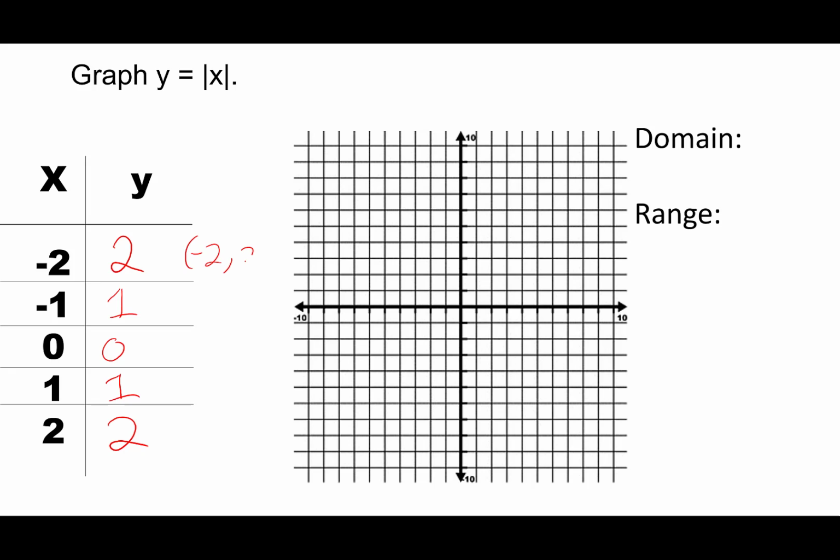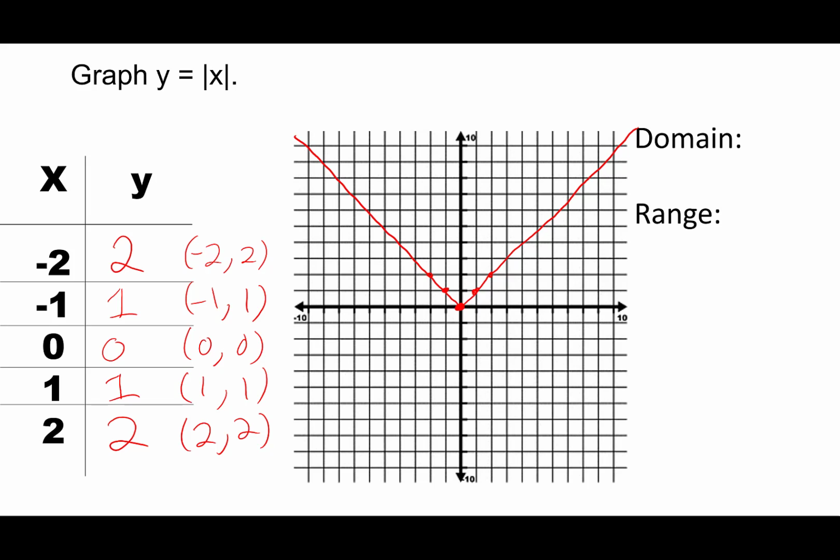So I've got -2, 2, -1, 1, 0, 0, and 1, 1, and 2, 2. I'm going to plot these 5 points on my graph. And I apologize for my lines not being straight. Okay, so this is what our absolute value function looks like. This is the base form that we have.